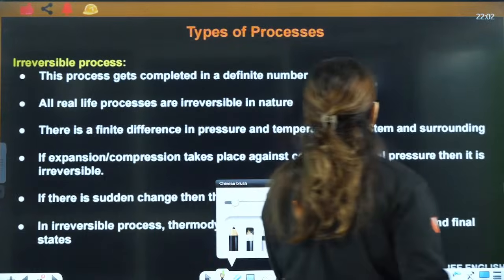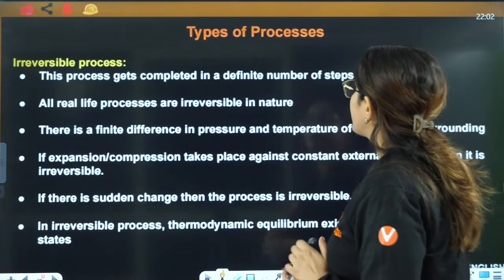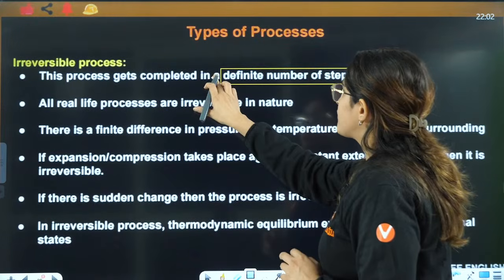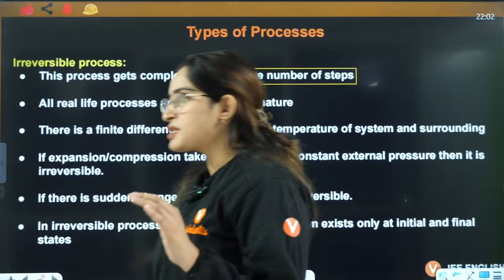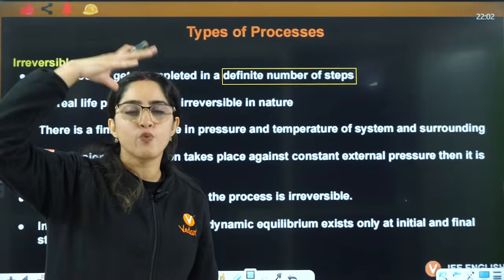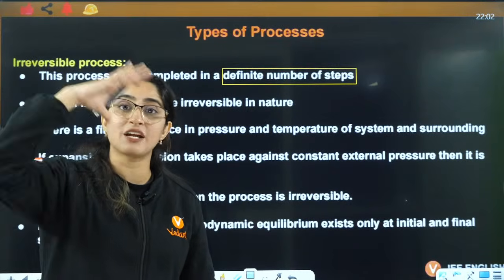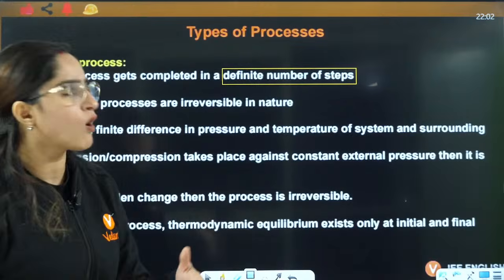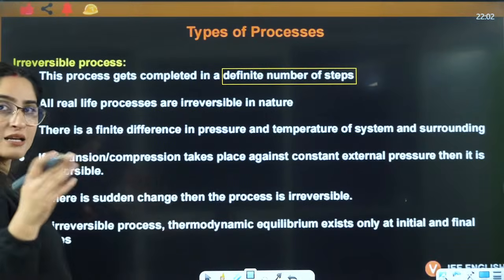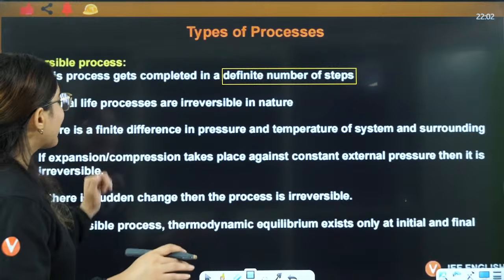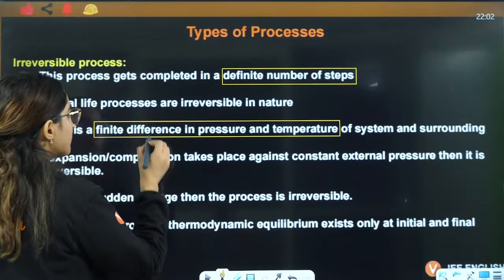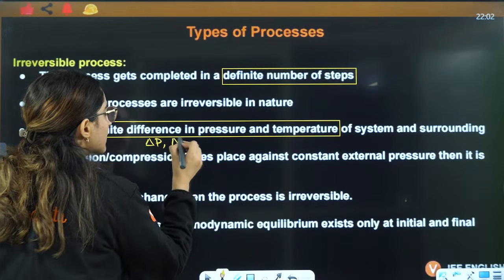Now let's talk about the irreversible process. This process gets completed in a definite number of steps. That means there is some specific number of steps in which it is getting completed. It's not multi-step. You will have a large constant pressure applied, and in a single step or very few steps, it will be done. Real life processes are irreversible processes. There is a finite difference in temperature and pressure. That's why we define it by delta P or delta T.